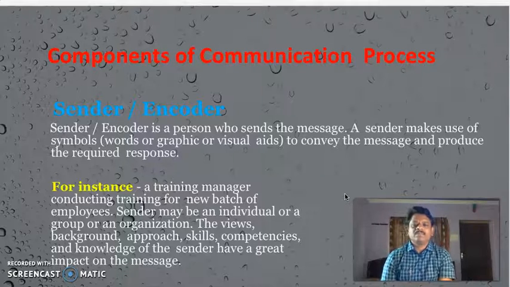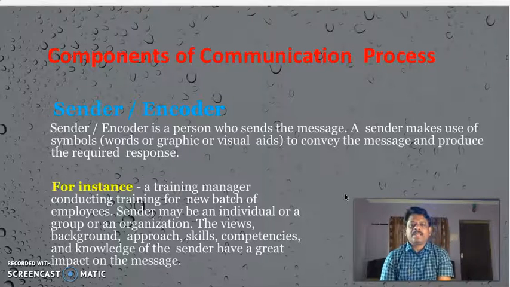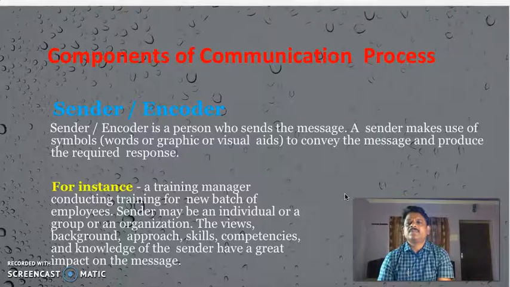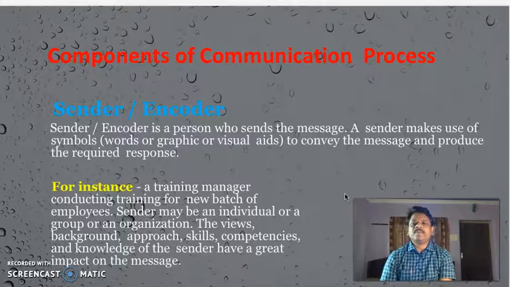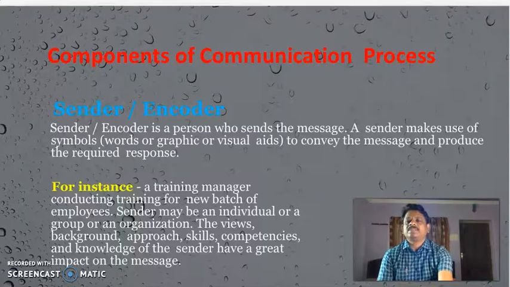So being a training manager, your message depends on the person: their background, skills, competencies, experience, and so on. So this is the way you can see that communication is one important aspect. The first component is the sender and the encoding of the message.